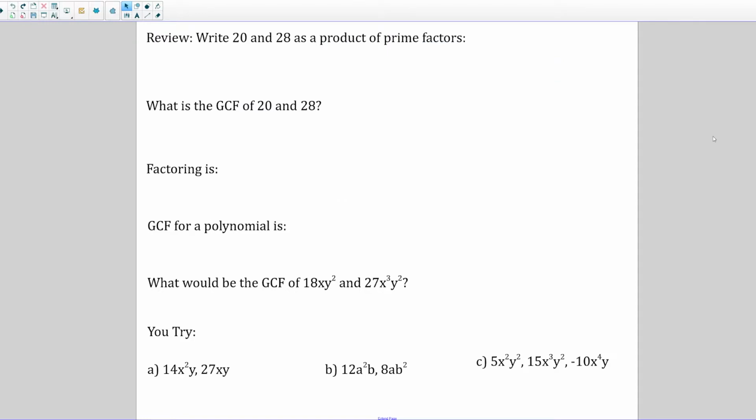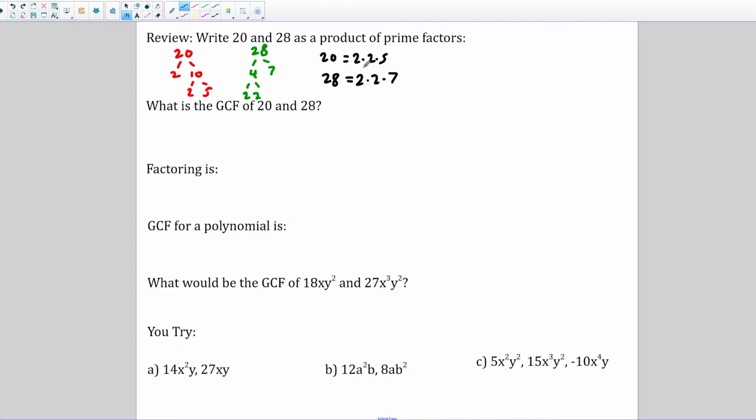To start us off, we're going to write 20 and 28 as a product of prime factors. Again, there's a few different ways to do this, but let's go ahead and use a factor tree. So with 20, we've got 2 and 10, and 2 and 5. I'm going to do the same here for 28. We've got 4 and 7, then 2 and 2, which means that 20 is the same thing as 2 times 2 times 5, and 28 is equal to 2 times 2 times 7.